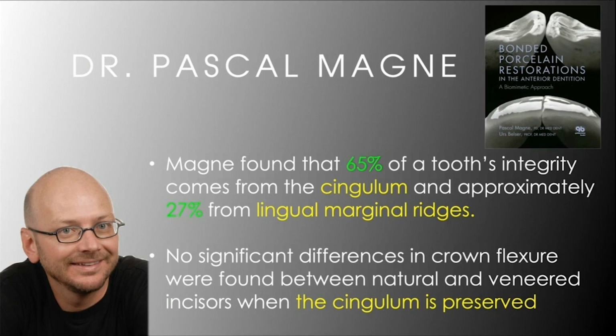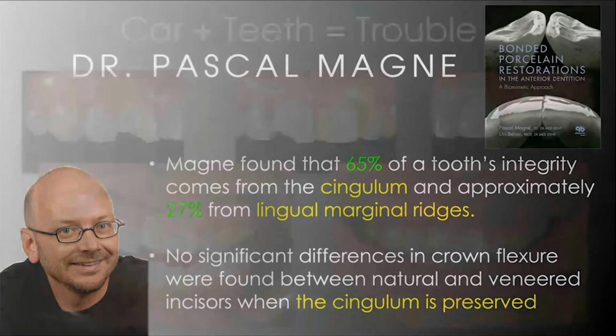I think when you over-prep anterior teeth and you're down to dentin, you're asking for a risk of those teeth just snapping off at the gum line, especially if they're thin.